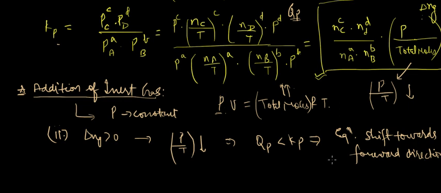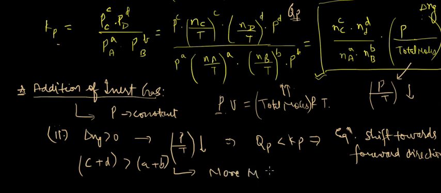Then what else can we say? As delta Ng is positive, this implies the moles of C plus D in totality would be more than the moles of A plus B, or the stoichiometric coefficients of products would be more than the stoichiometric coefficients of reactants. That implies a greater number of moles would be formed. So the reaction is shifting towards more number of moles formation.